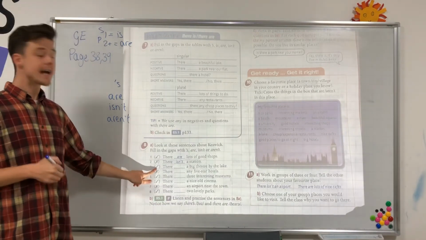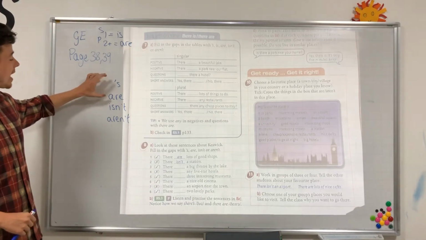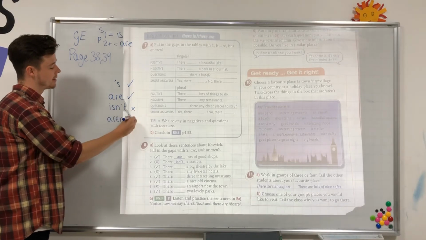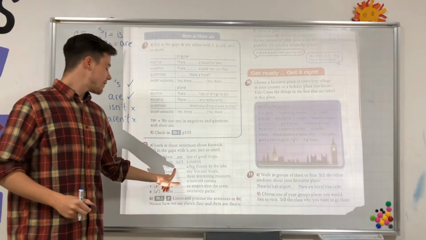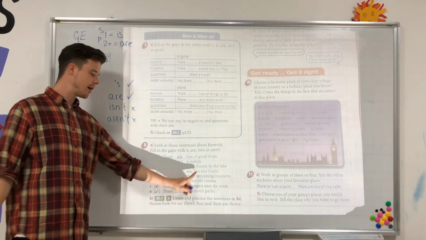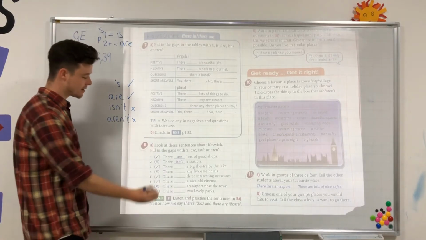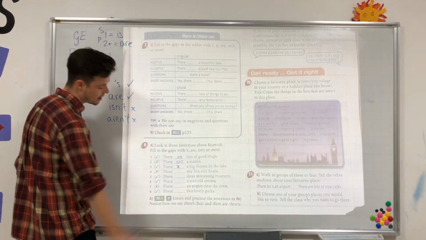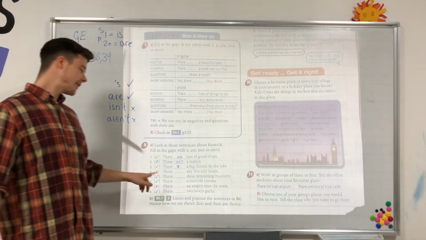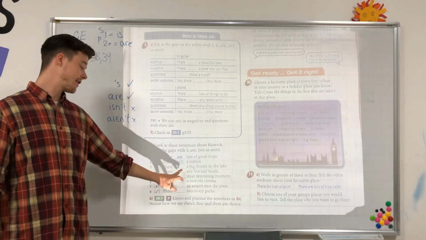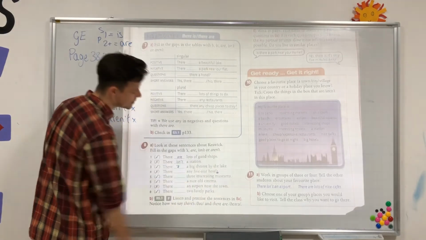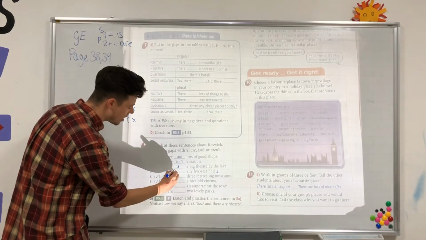So, number 3 is positive. So, it will be either one of these two. We have our 2 positive and our 2 negative. So there's something, a big theatre by the lake. Now, theatre is singular, so we can just use the apostrophe and S, alright? Number 4 is negative. So we have there's something, any 5-star hotels. Now, hotels is plural, so we need to use aren't.